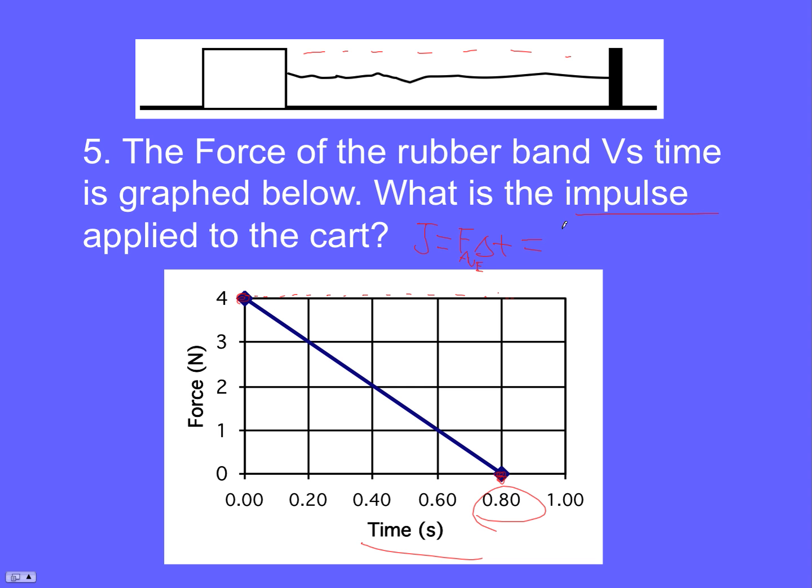And so the average force would be the initial plus the final over 2. I just average 4 and 0 together, and then times the time. And so in this case, we're going to get 1.6 Newton seconds.